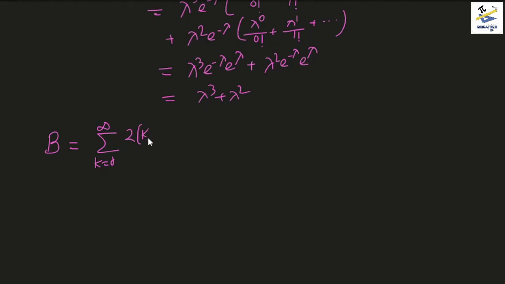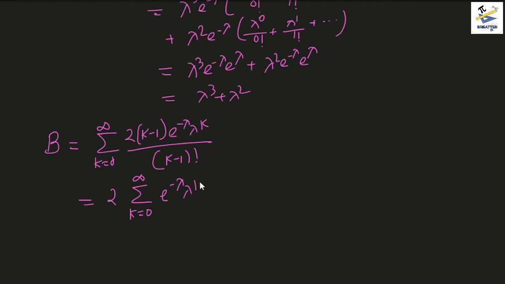b is given as the sum of 2 into k minus 1, e to the power minus lambda, lambda to the power k by k minus 1 factorial, right? This would mean k minus 1 would cancel off and the 2 would be outside. Sum over k equals 0 to infinity of e to the power minus lambda, lambda to the power k by k minus 2 whole factorial. And this would also give us 2 e to the power minus lambda.